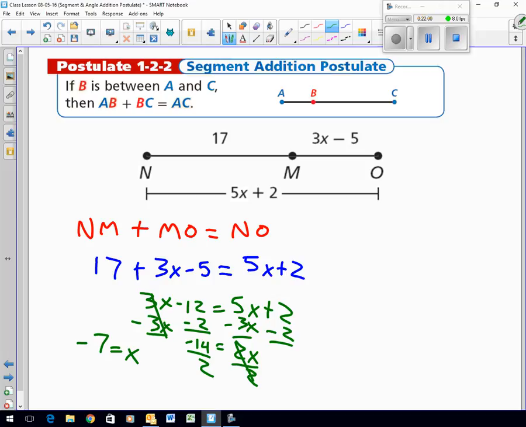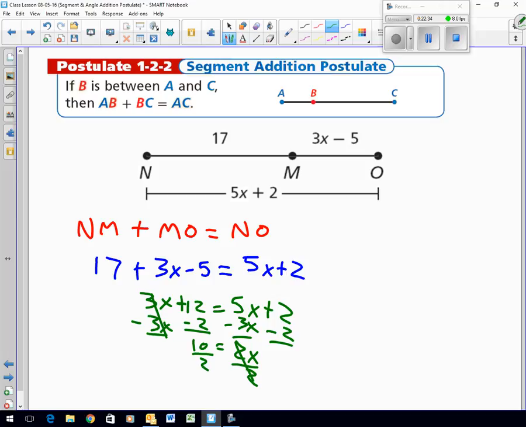3 times negative 7. What's that? What did I do wrong? Why didn't y'all tell me that? I was wondering about it. Plus 12. Why didn't you tell me that when I did it on the board? You're trying to make me look foolish. That's mean, man. All right. 12 minus 2 is 10.